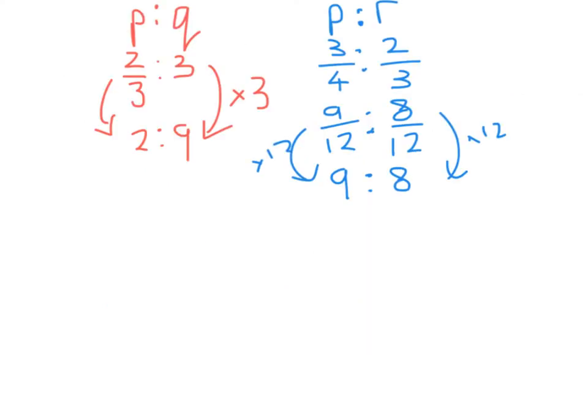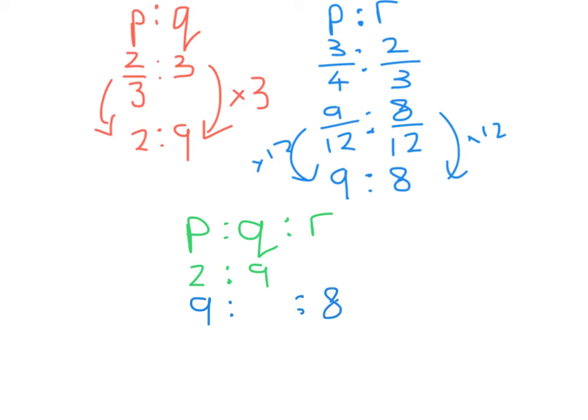So now that I've got P to Q and P to R, I can put them all together. So P to Q to R. Now P to Q was 2 to 9. And P to R was 9 to 8.